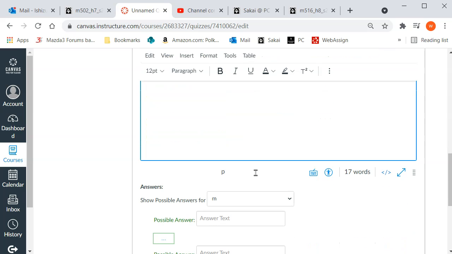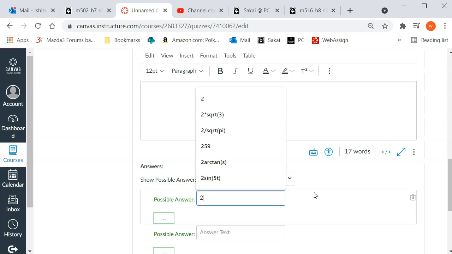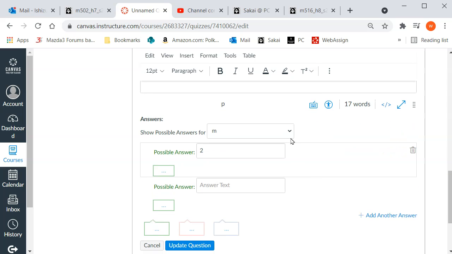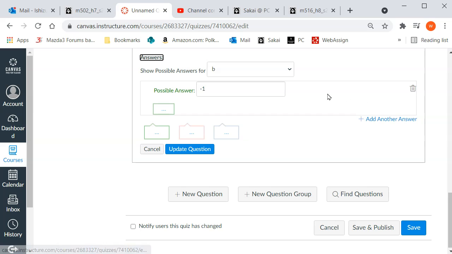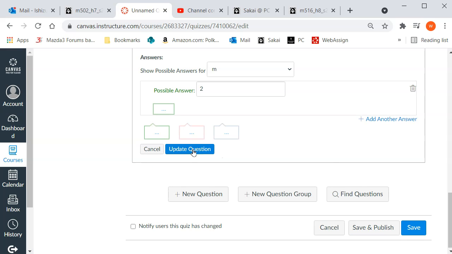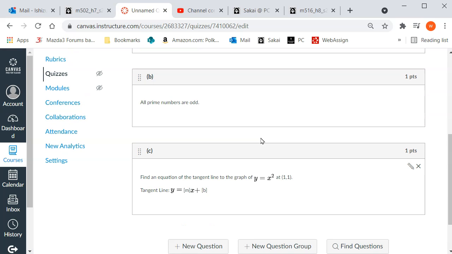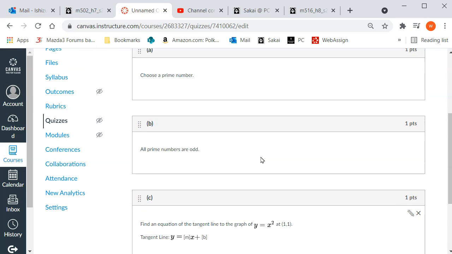So you can see that here's m. The answer is actually 2. So I'm going to put 2 there. And then slope is going to be actually -1. So put that there. And then you can just say, we don't need other possible answers. So here we just have m. You don't need those. Then update the questions. We got that. So that's the fill in the blanks question.